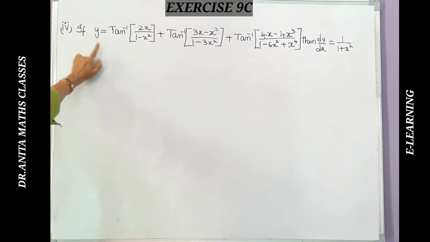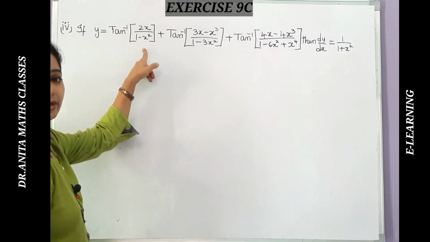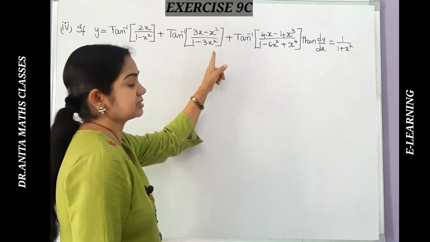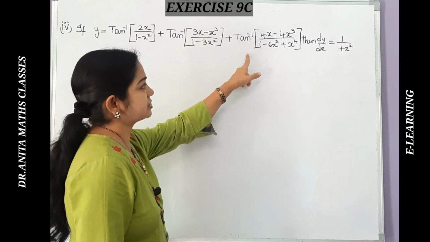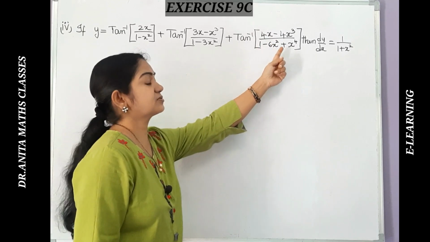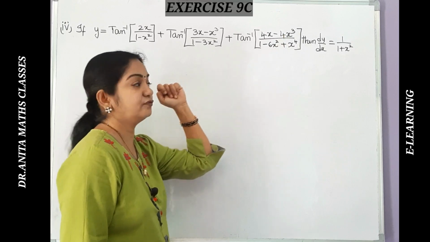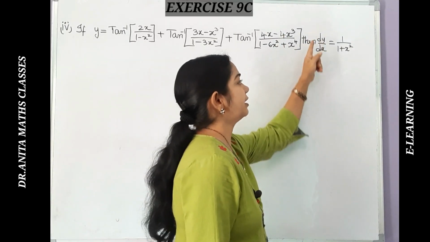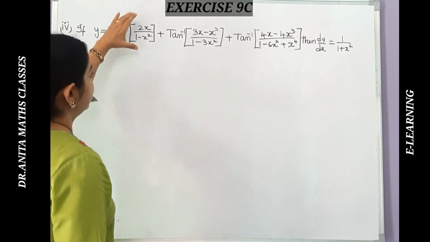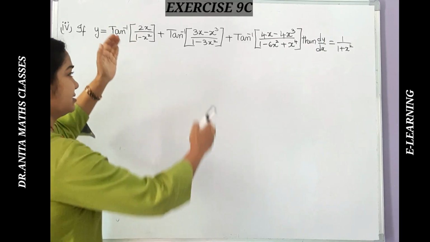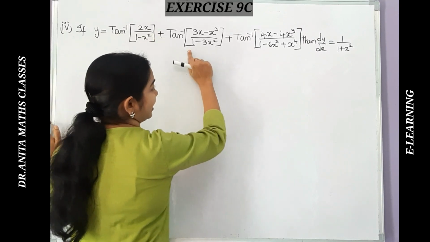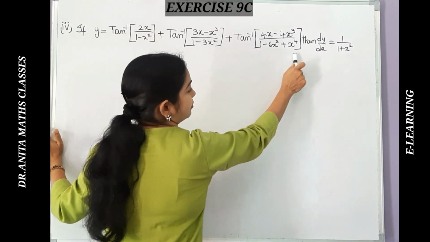The fourth problem: if y equals tan inverse of 2x by 1 minus x square plus tan inverse of 3x minus x cube by 1 minus 3x square plus tan inverse of 4x minus 4x cube by 1 minus 6x square plus x raised to the power of 4, then we have to find dy by dx is equal to 1 by 1 plus x square. See here clearly, here 2x by 1 minus x square is likely in the form of tan 2 theta. This is in the form of tan 3 theta. And this is in the form of tan 4 theta.